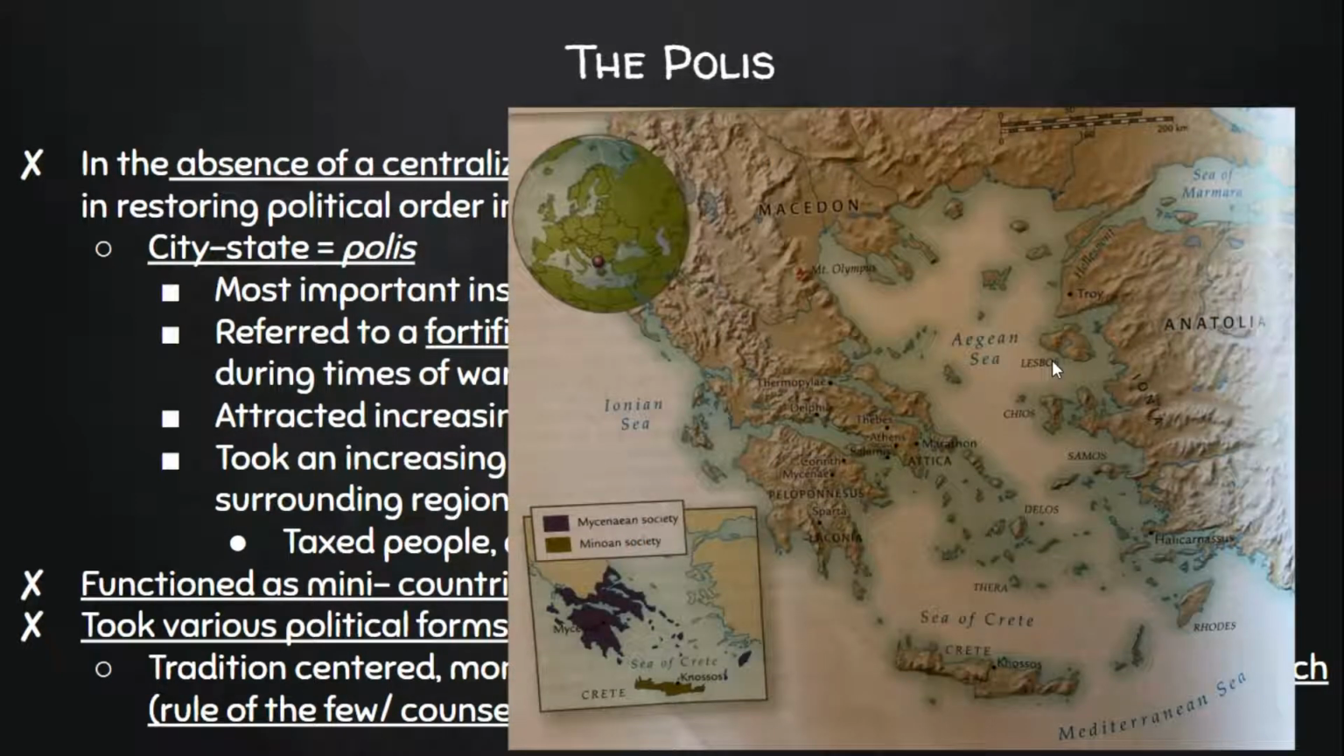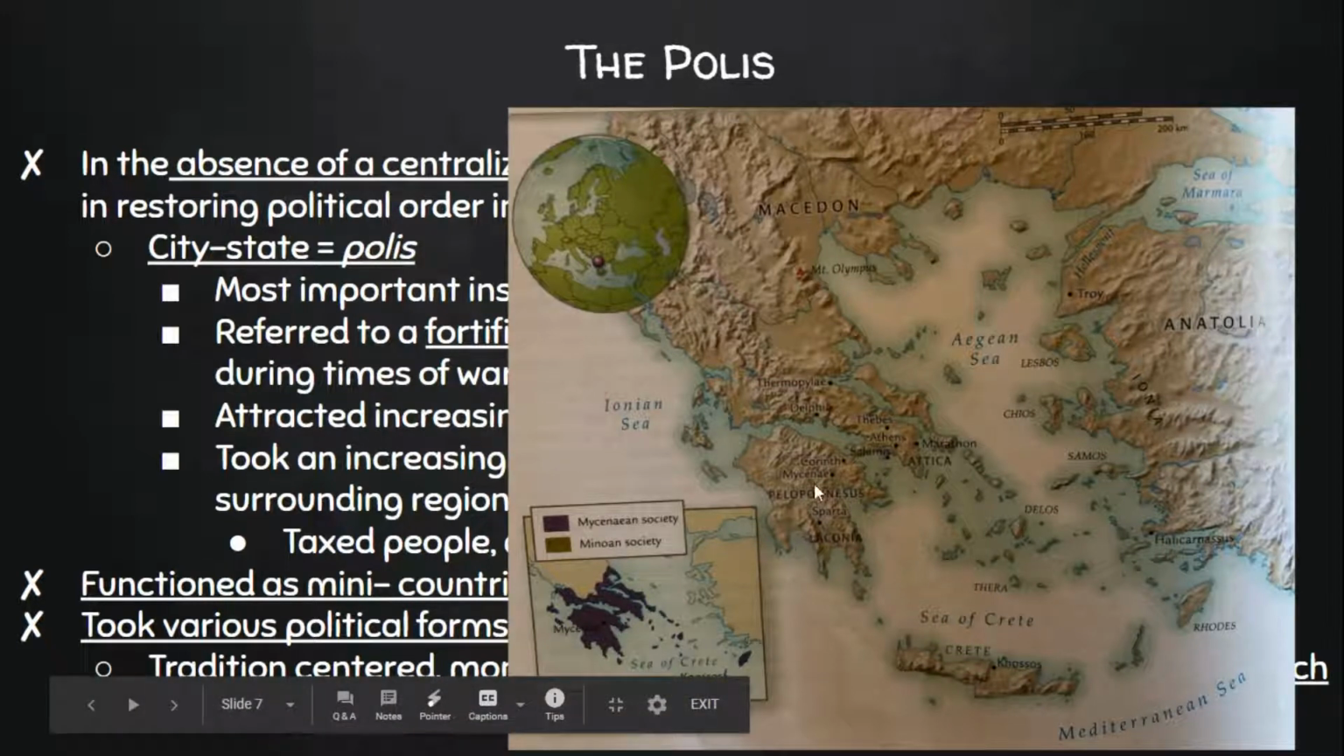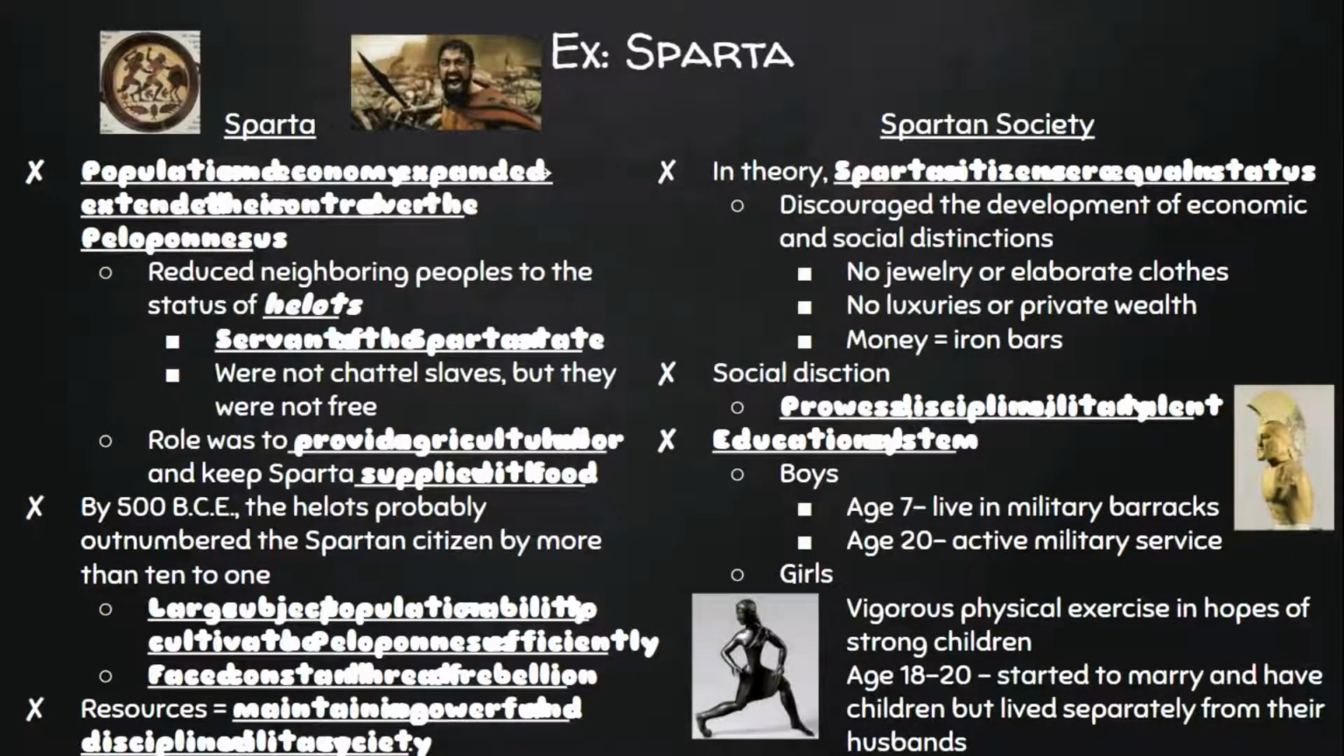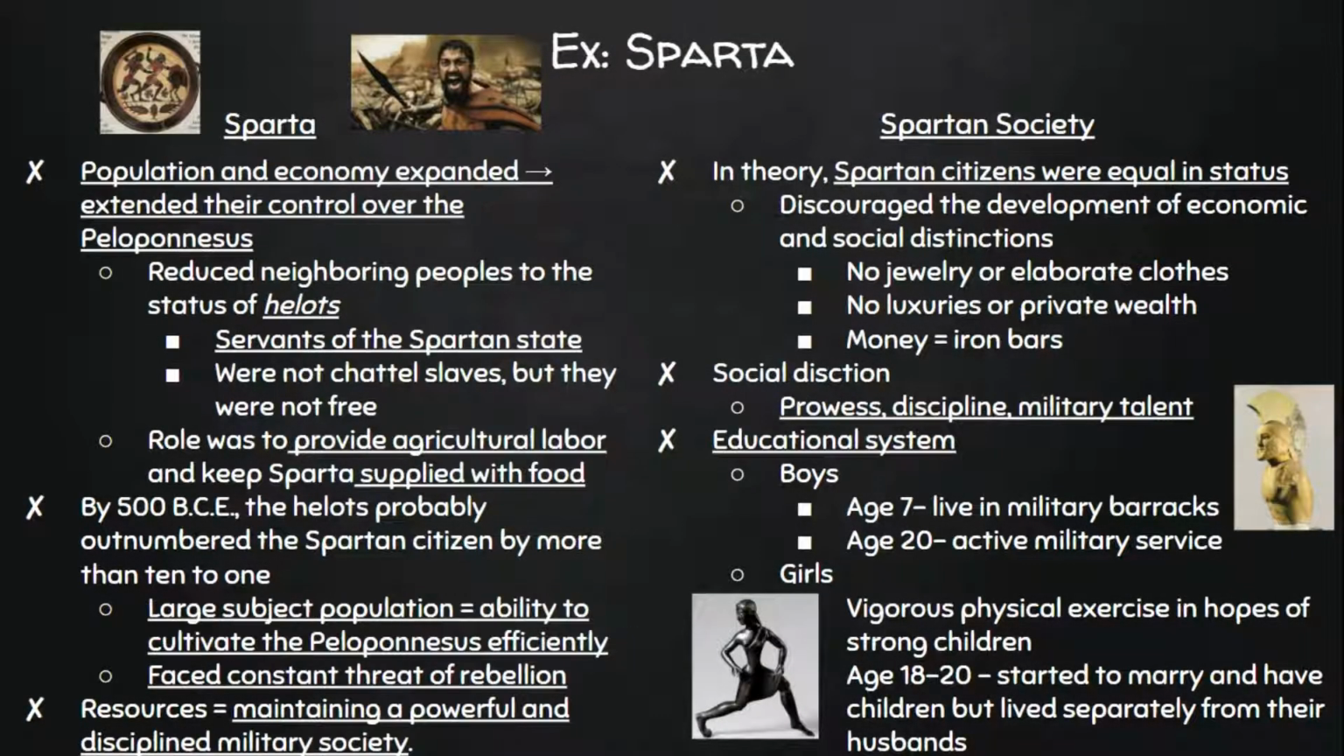And with these poleis, we're going to be looking at two very famous and specific ones. The first one is Sparta, which is on the Peloponnesus. And the next one is Athens, which is on Attica. But we're going to go ahead and start with ancient Sparta.